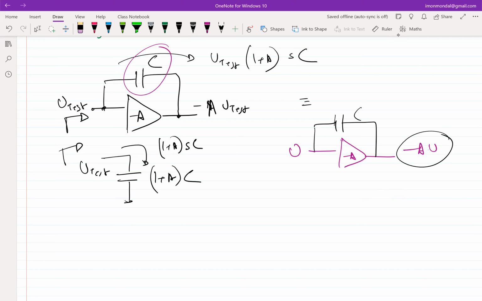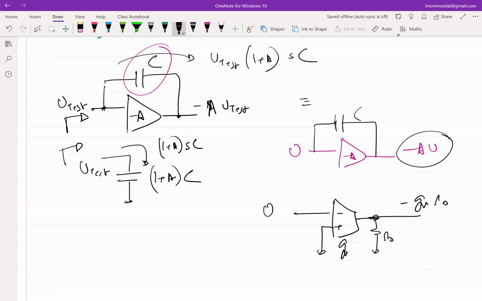So one configuration that you are already familiar with is this. Let's say you have a GM and you have an R0. If you don't connect anything and you apply V, this will be minus GM times R0 V. Now, if I apply a capacitor here, there is a certain frequency range where the capacitor doesn't load. So what is that frequency range?